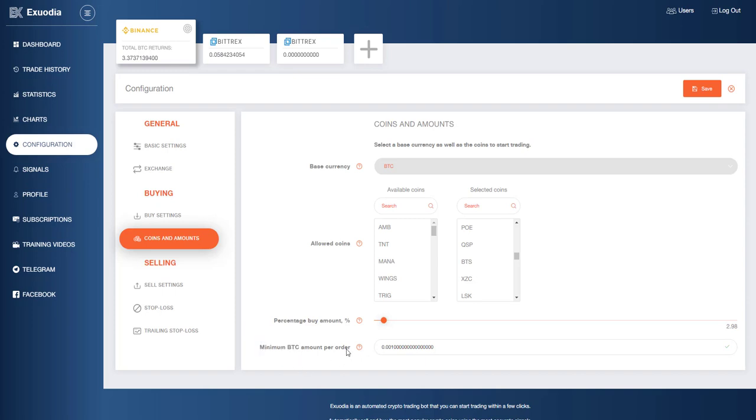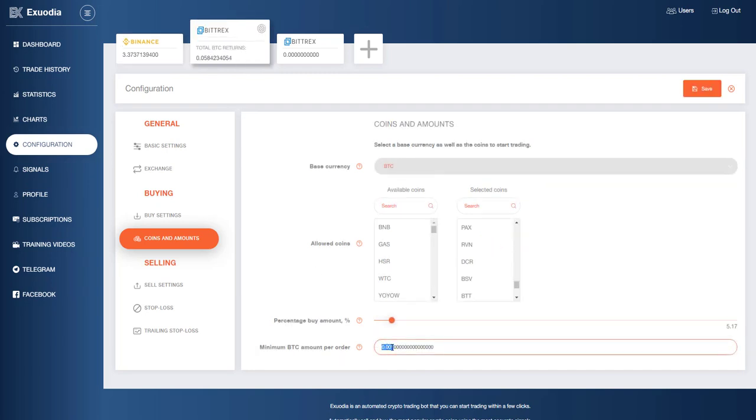The minimum BTC amount per order I mentioned is the minimum for Binance. In Bittrex it's different. In Bittrex, I think it's 0.0005, but that's something that you can check with Bittrex. Usually I just keep this as the default. I wouldn't really touch this as it is, because that's the minimum amount that the exchanges allow.